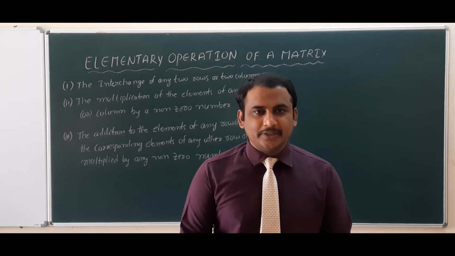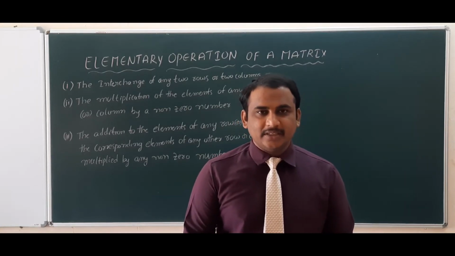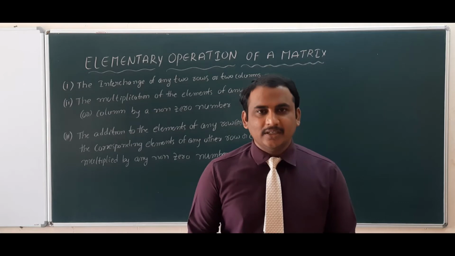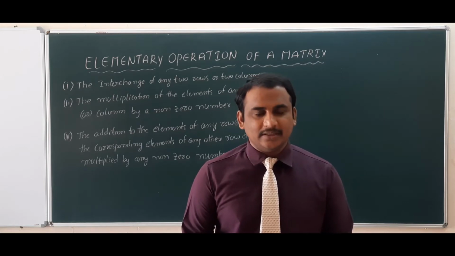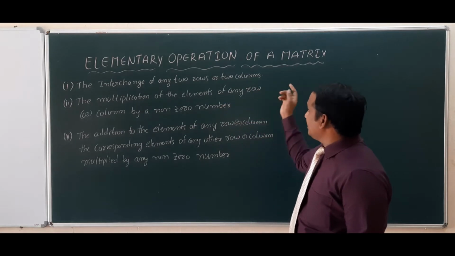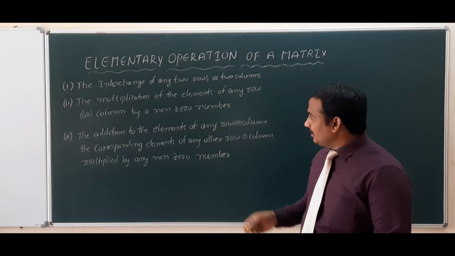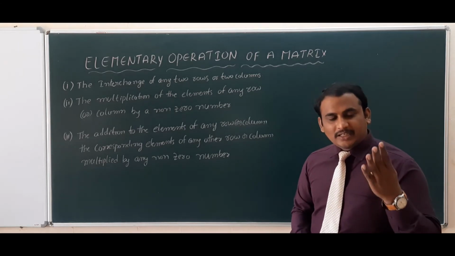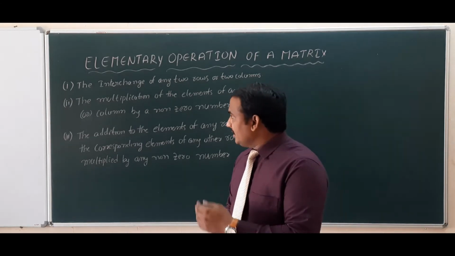Today in class I am going to discuss elementary operations of a matrix, invertible matrices, and how to find the inverse of a matrix by using row operations or column operations. The first concept today is elementary operations of a matrix. In total there are 6 operations: 3 row operations and 3 column operations. Now we'll see them.